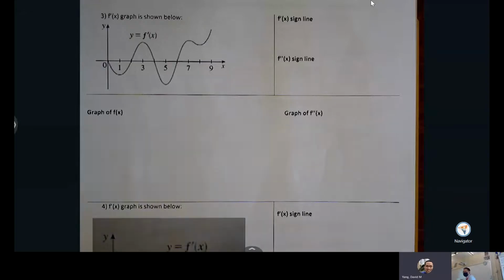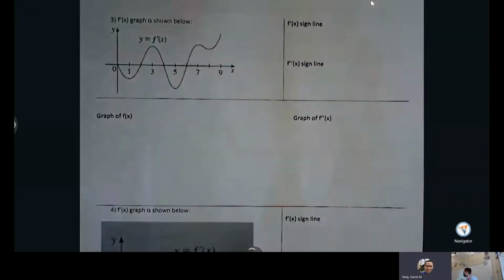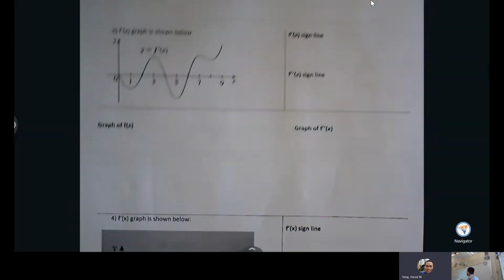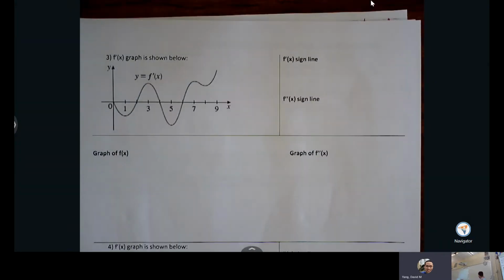Okay, so number 3. Okay, so we're looking at number 3 first. I did 1 and 2 this morning, so we'll start with 3.